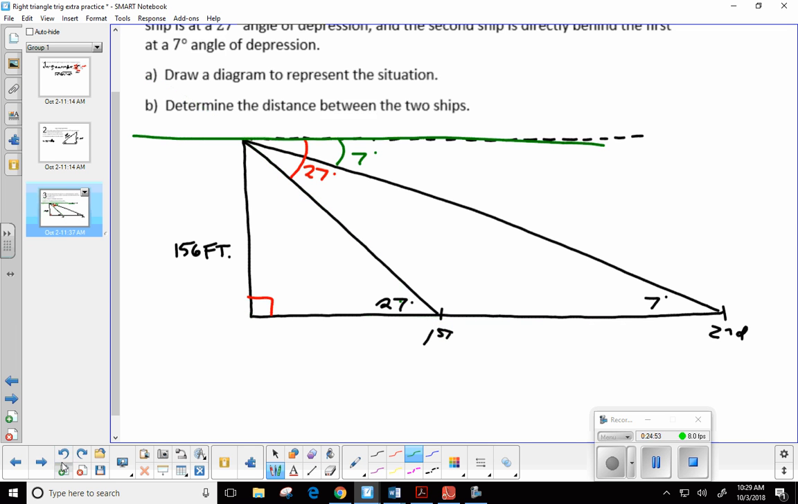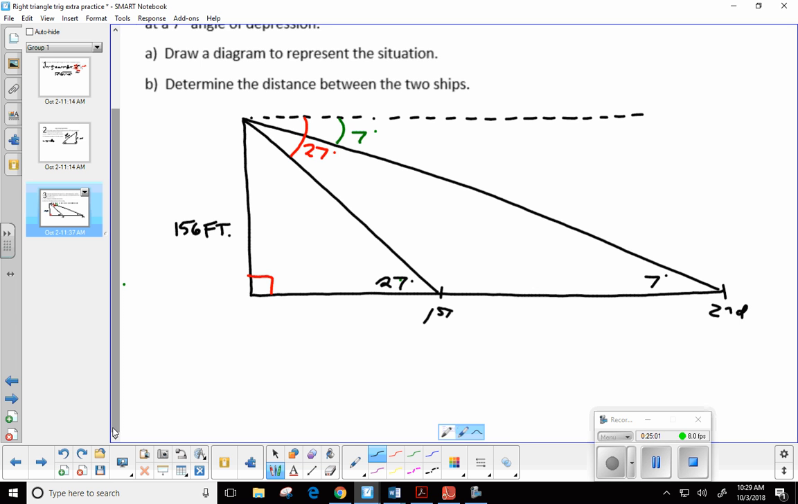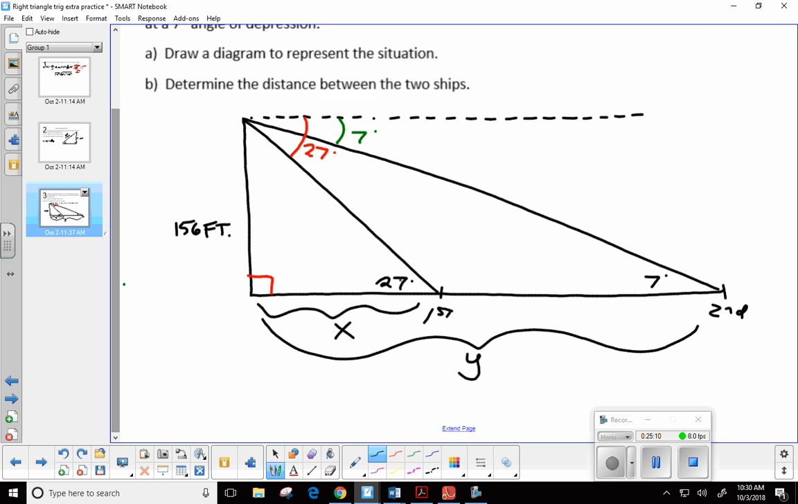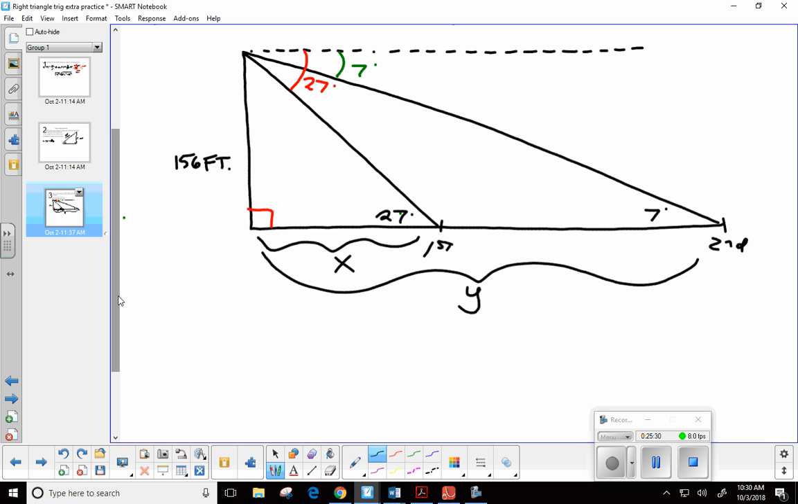Now, here's how I solved the problem. There are different ways you can do this, but I said the base of the smaller triangle is x, and the base of the larger triangle is y. Well, why is that going to help me? If I knew those two values, what could I then do? Yeah, just subtract them, and that should be the distance that your ships are going to be apart from each other. Okay, so now let's get to the trig aspect of it. What is 156 to the 27 degrees? Adjacent, opposite, or hypotenuse?